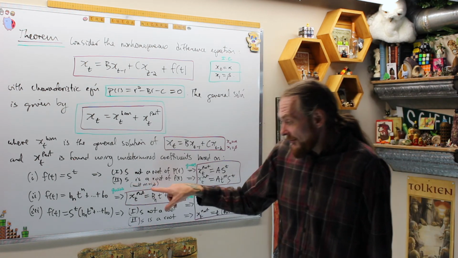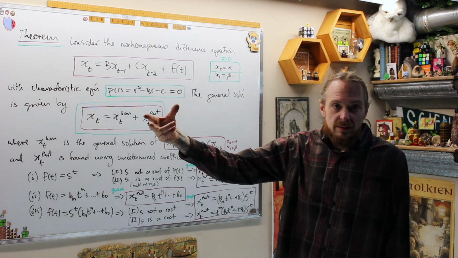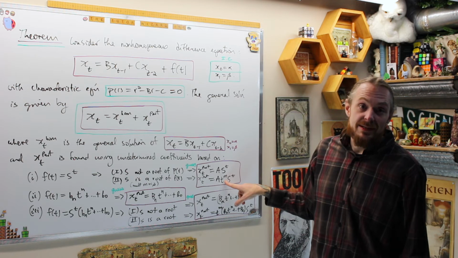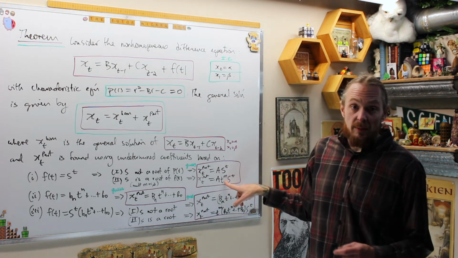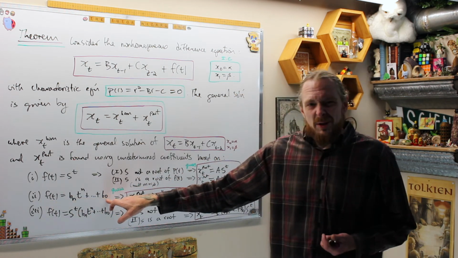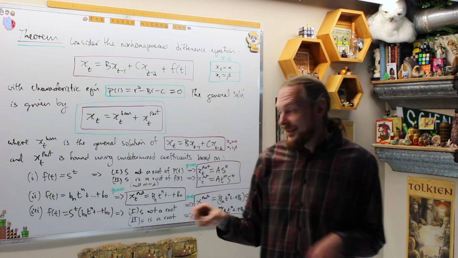If it is a root of multiplicity, in this case because it's order 2, it's either going to be a single or double root. If it is a root, then you multiply by t to the m. If it's a single root, you multiply by t. If it's a double root, you multiply by t squared. If we have just a polynomial, there's no exponent involved in those ones, so you don't have to remember about root checking.